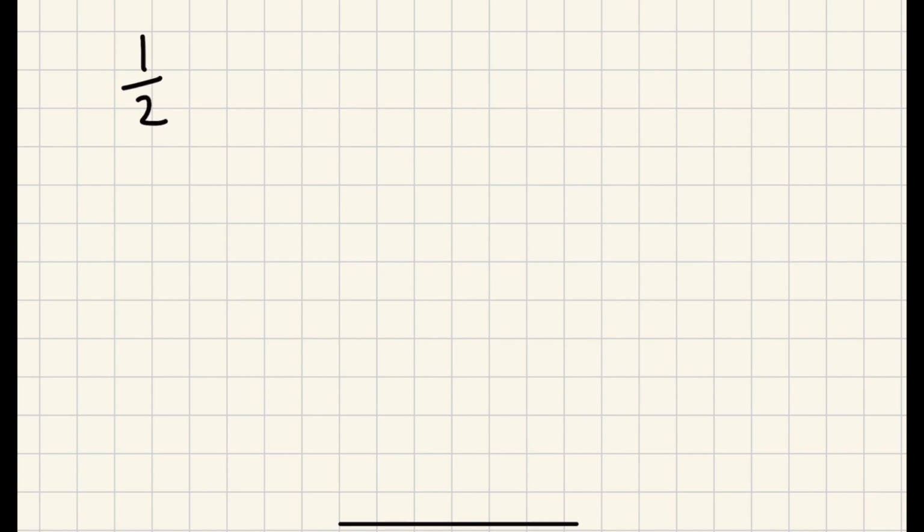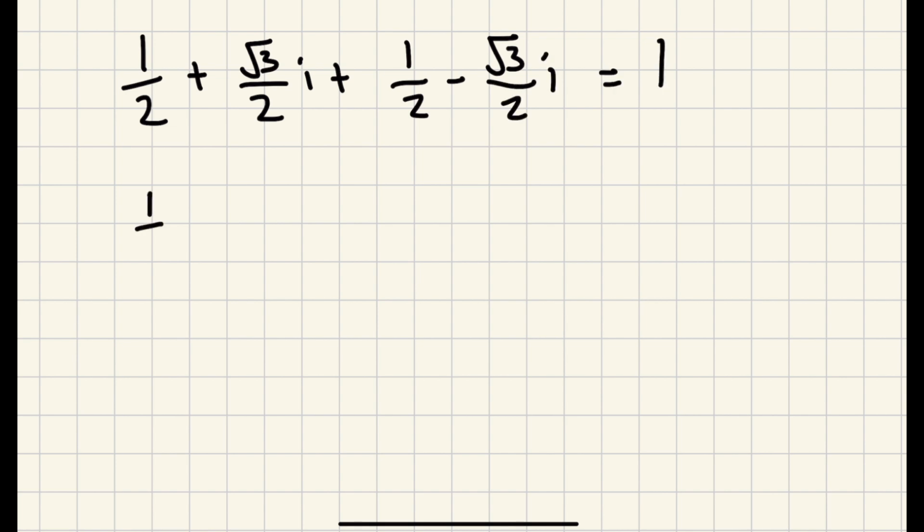So to check that it works, let's do x, which is a half plus root 3 over 2 i, plus a half minus root 3 over 2 i. Well, what does that equal? 1.